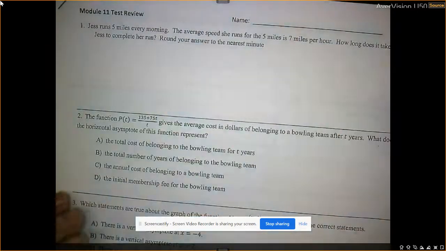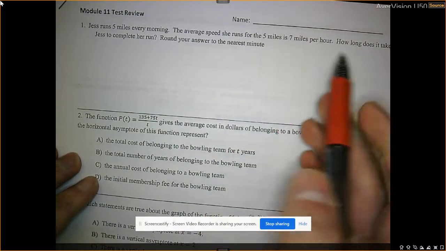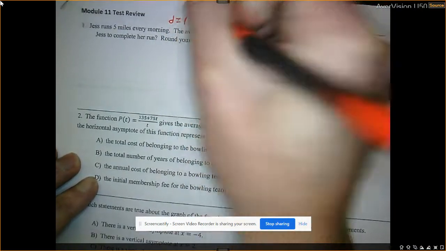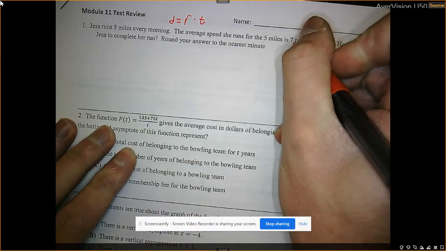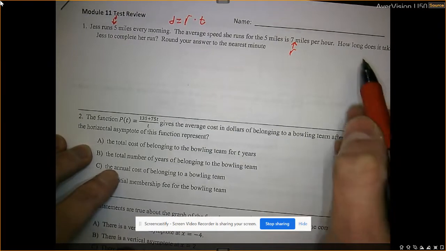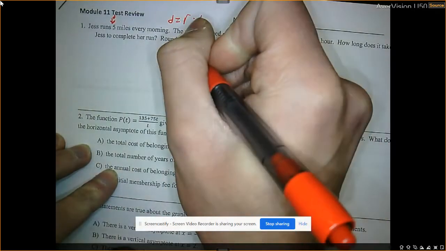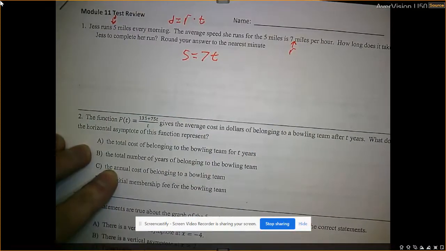We're talking about Jess, who's running 5 miles every morning. Average speed she runs for the 5 miles is 7 miles per hour. When we're talking about this type of stuff, it's always that distance equals rate times time. If she's running 7 miles per hour, that's a rate, and she's running 5 miles every morning, that's your distance here. The 5 shows up there again for your D. Now how long does it take? Well, that's what we're trying to figure out, so that means we don't know the T. So I plug this in. My D is 5, like we said. My rate is 7 miles per hour, and we don't know T. That's our unknown. That's how we set this up.